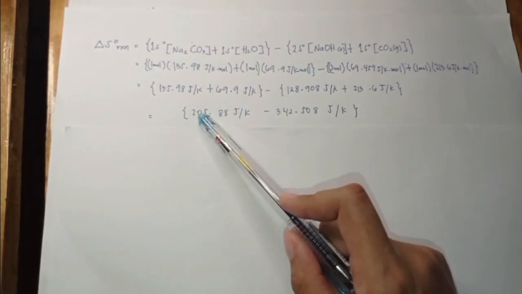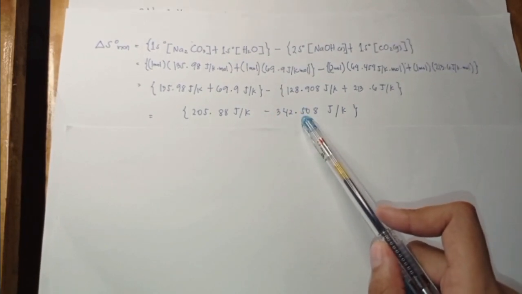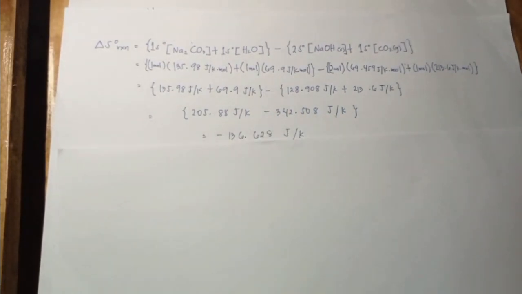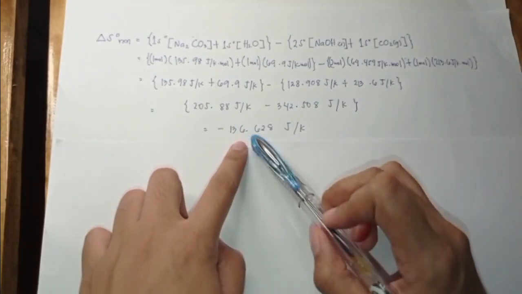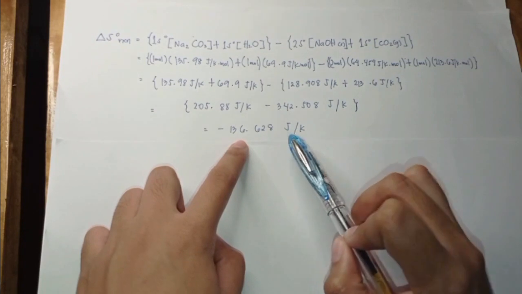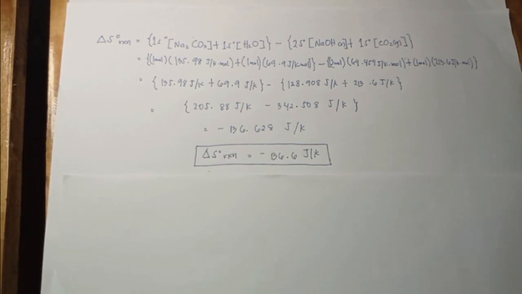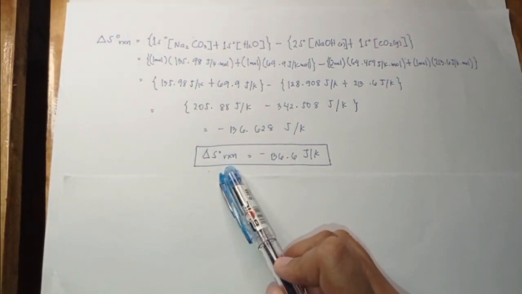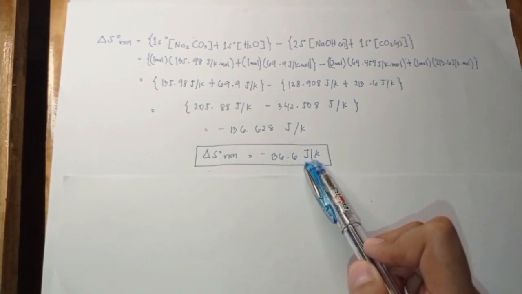The result will be 205.88 subtracted by 342.508 joules per Kelvin. So the answer will be negative 136.628 joules per Kelvin. But we need to find the significant figure. So the final answer would be the standard entropy is equal to negative 136.6 joules per Kelvin.